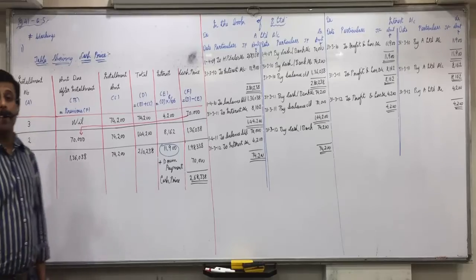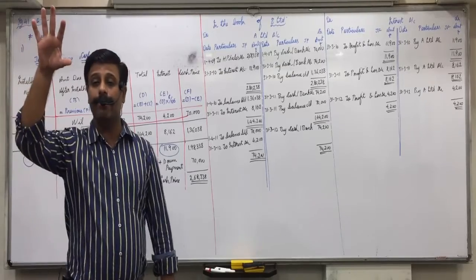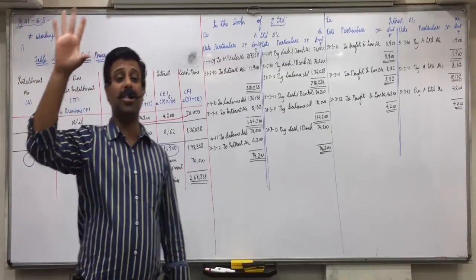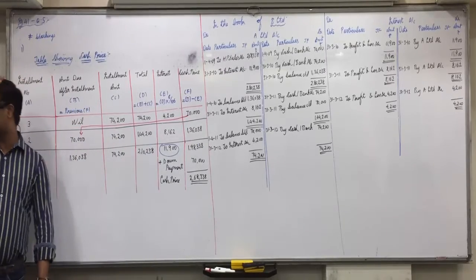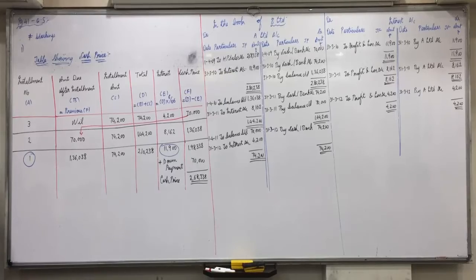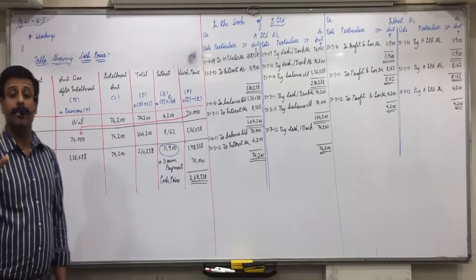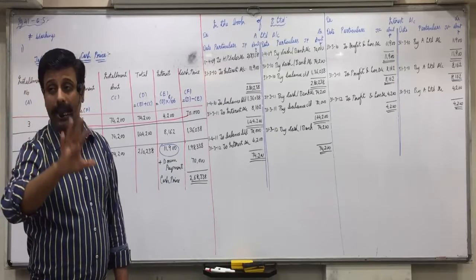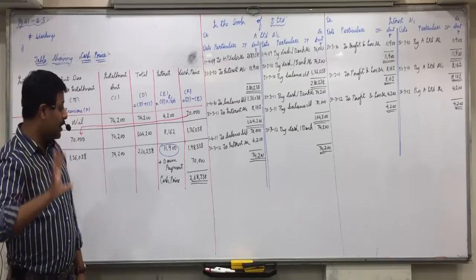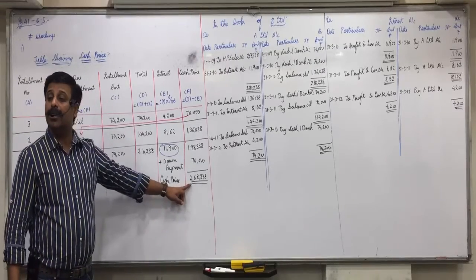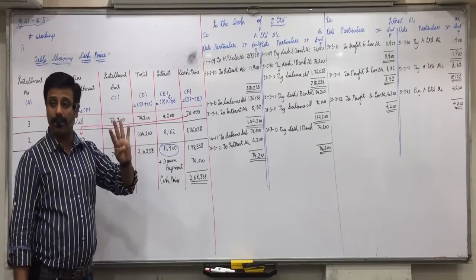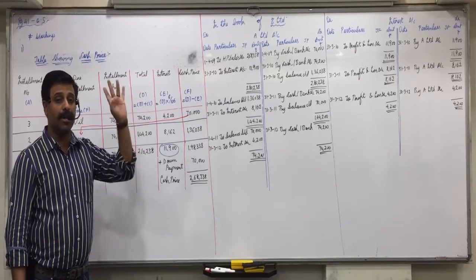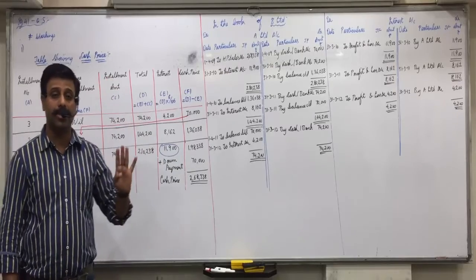Now be attentive. In the books of A Limited, what will be the first entry? Purchase of asset. Here machinery account debit to B Limited account 268,338. Machinery account debit side, B Limited on credit. We'll be making 4 accounts: machinery account, B Limited account, interest account and depreciation account.